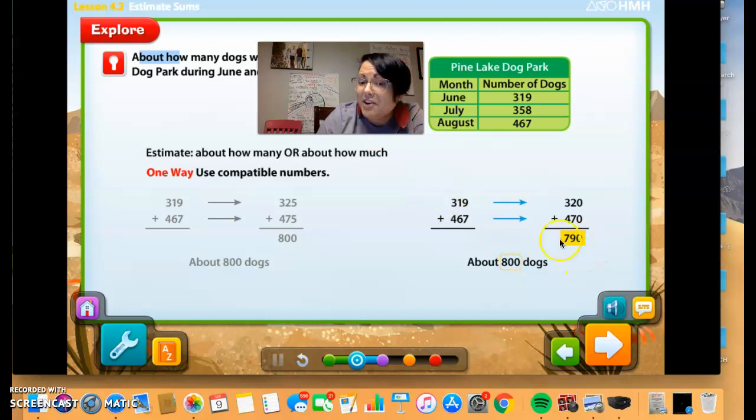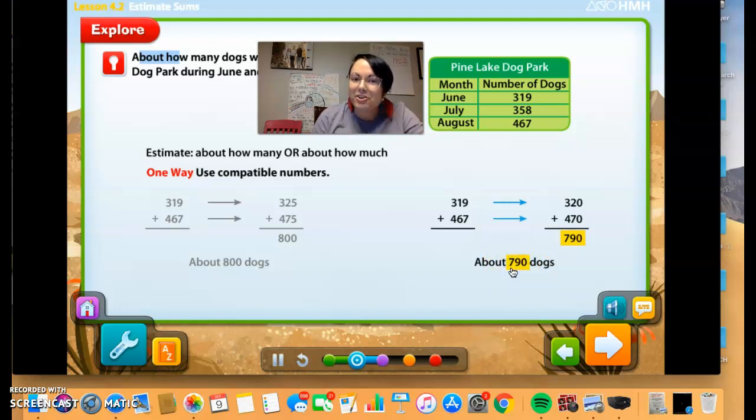Okay, so they got 790 for this estimate, and that's a little different than 800, but do you see how when we're looking at hundreds, it's really, really close? So if you knew you had enough gates for a dog park with 1,000 dogs in it, would this number help you know that you were in good shape? Yeah, you wouldn't have to know if it was exactly a certain number. You would just need to know it was about 800.